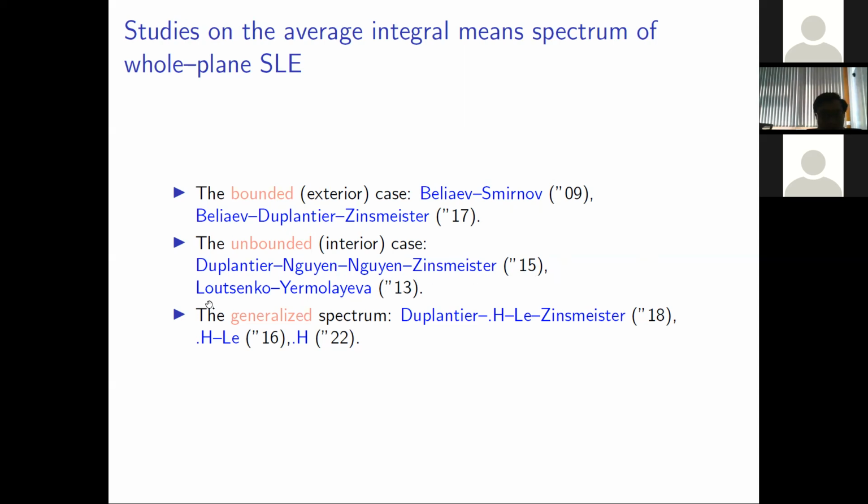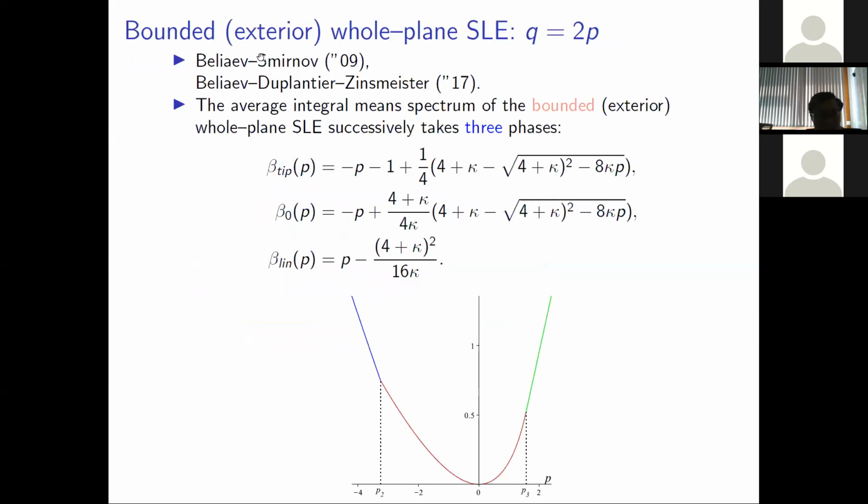And by using another method, which is heuristic, the physicists Lustico and Jeva found the result. For the generalized spectrum, we have some study with a proof: we determined the generalized spectrum for large domains of the two planes, not all the planes. So let's go to the detail.